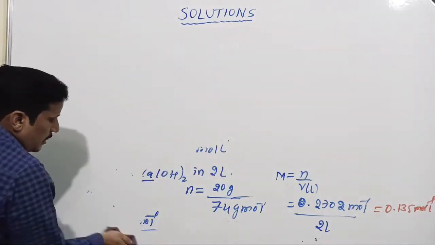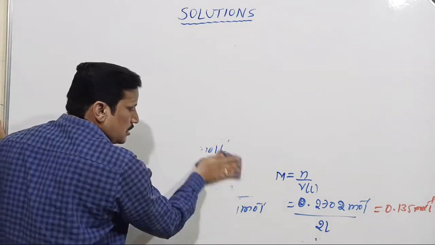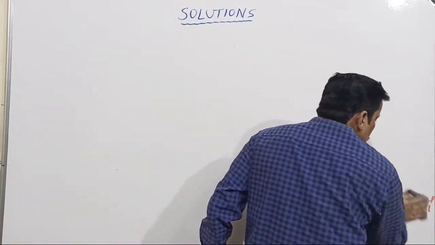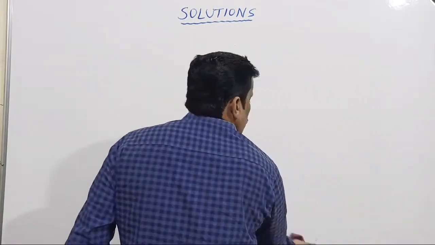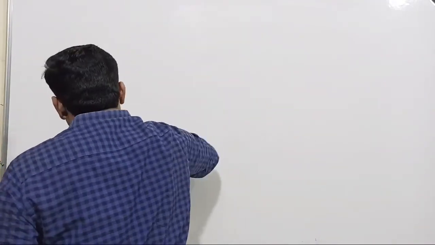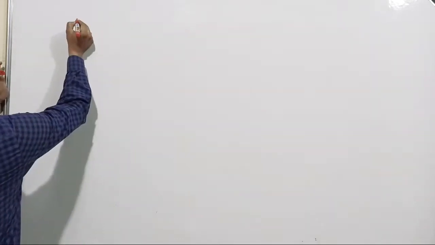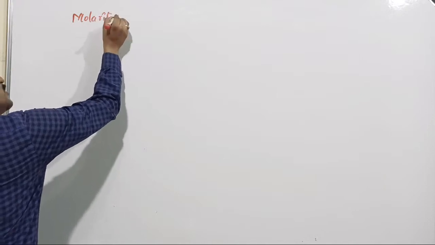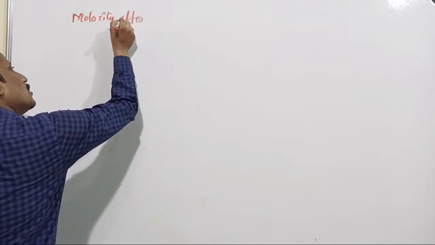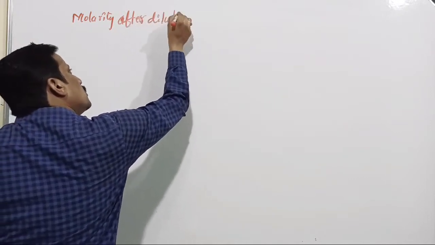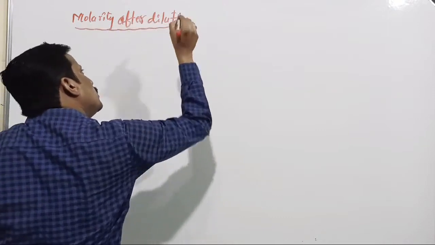So next one. Yesterday I was talking about some molarities. If two solutions are mixed, then what happens? I was talking about the relation M1V1 is equal to M2V2. What is that? That is the molarity after dilution. Molarity after dilution.